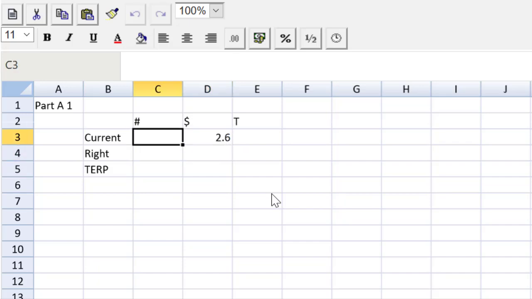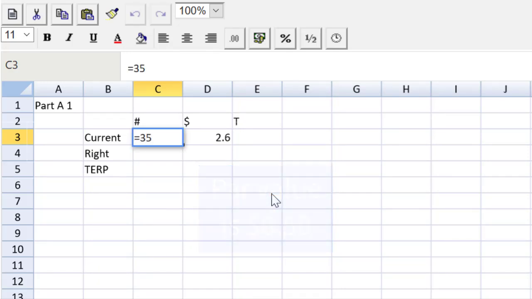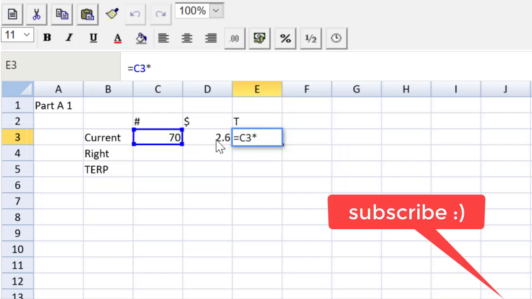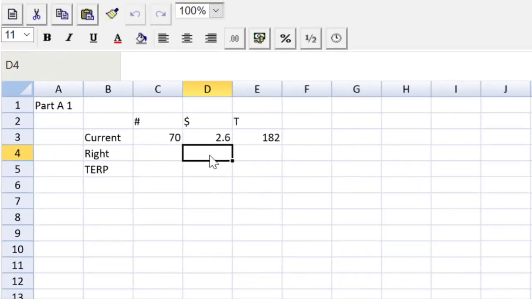And we know that there are $35 million on the balance sheet in equity in ordinary shares. Share price is 50 cents. So that's going to be equal to 35 divided by 0.5. We get the number of shares in issue. Multiply that across. That will be equal to cell C3 multiplied by the price there. Okay, let's start plugging in the missing pieces.